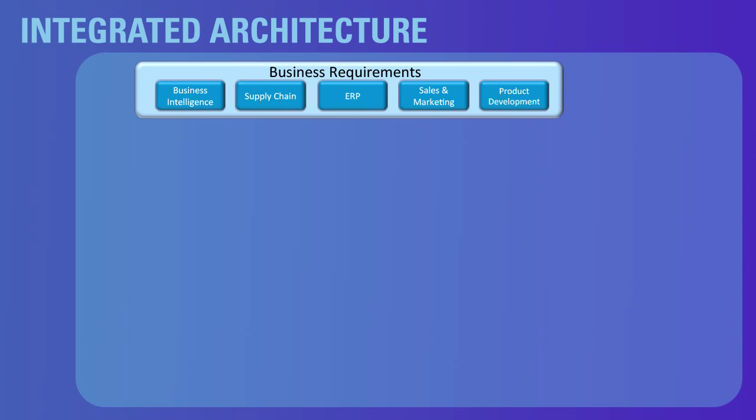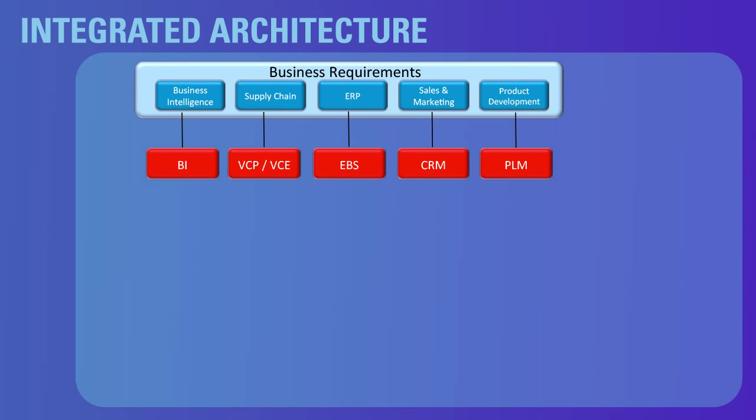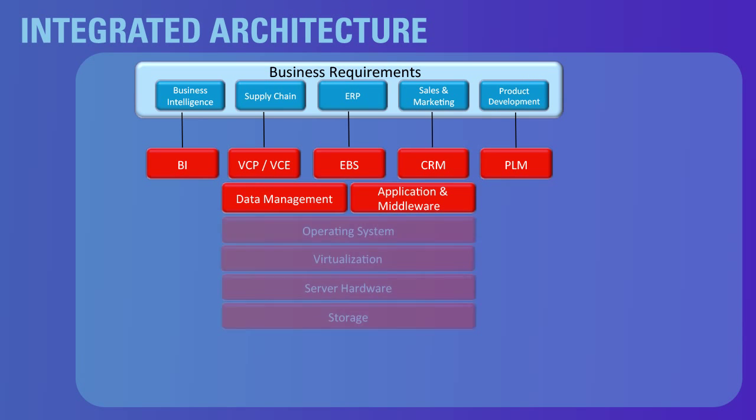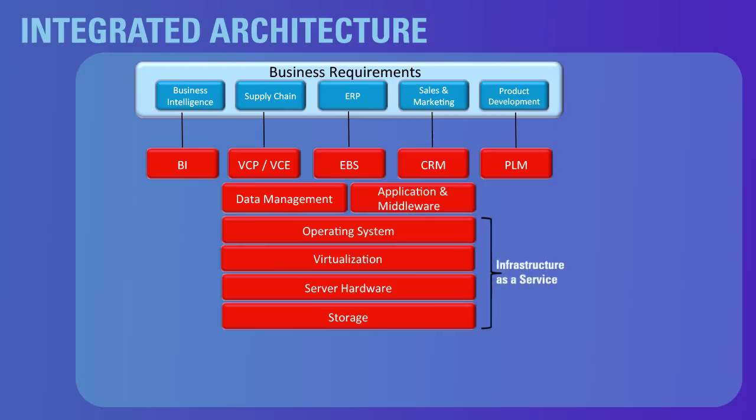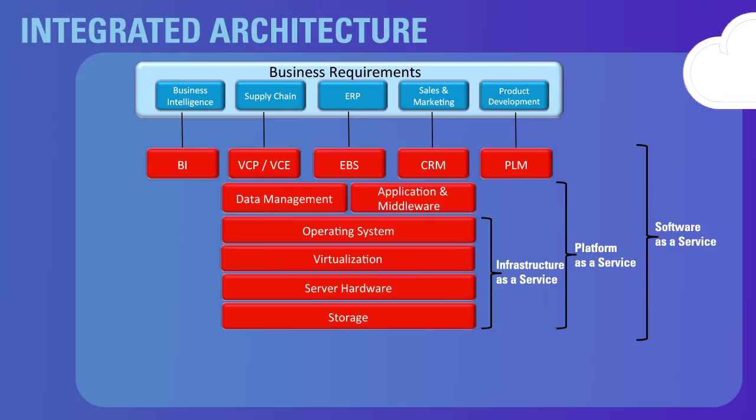So we always start with the business requirements, find out what the business needs, map those to applications, then we build out our application middleware and data management layers, and then the rest of the infrastructure: operating system, virtualization, server hardware, and storage. Now working your way back up, that's infrastructure as a service. You add the data management and application middleware layer, that's platform as a service. Now you put in the applications, that becomes software as a service. So this integrated architecture becomes the foundation for a cloud solution.